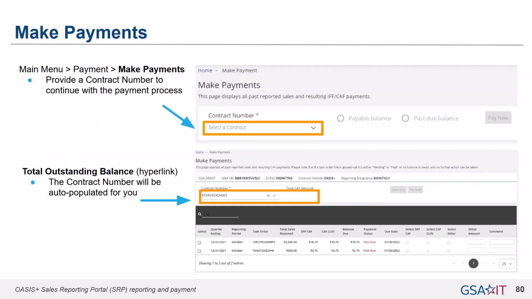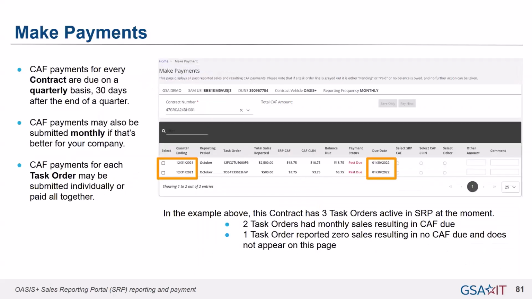So when you go to make a payment, you will notice that we have this option to select the SRP CAF or the CAF CLIN or other. We recommend you select the CAF CLIN because that is actually what you invoice the customer, right? And in most cases, again, CAF CLIN should be the same as SRP CAF, which is the system calculated CAF. CAF CLIN is what you charge the customer. You're forwarding on that 0.15% to us, right? So that is the default, I would say, when you report your CAF or when you pay your CAF.